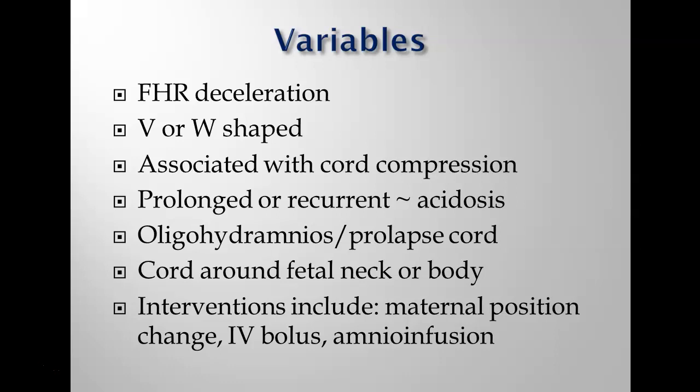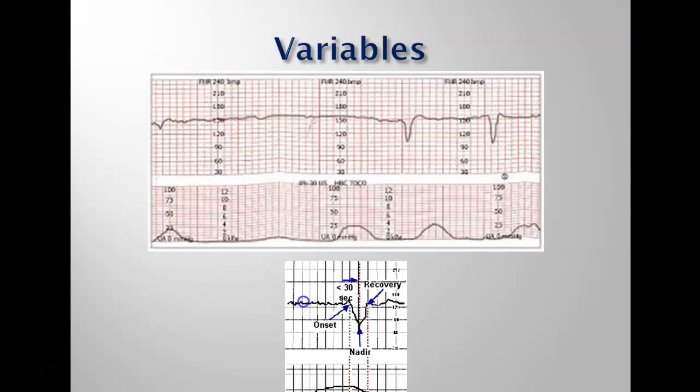It can occur when there is oligohydramnios, meaning not enough fluid around the baby, which causes the cord to either prolapse or get compressed. It can occur if the cord is wrapped around the fetal neck or body. And the interventions include maternal position change, IV bolus, or an amnio infusion.